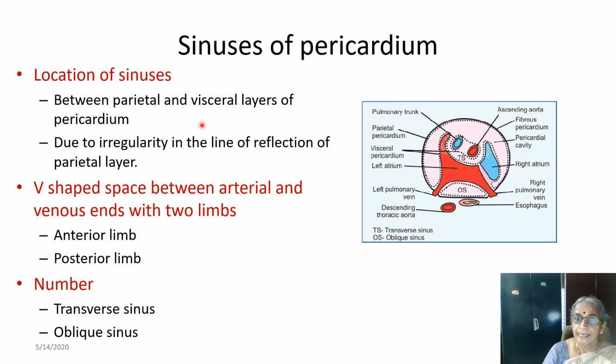Because of the irregularity in the line of reflection of the parietal layer, these sinuses will be formed. And there is a V-shaped space between the arterial and venous ends of the heart tube. So the two limbs of the heart tube are the anterior limb and a posterior limb. The sinuses of pericardium are the transverse sinus and oblique sinus.